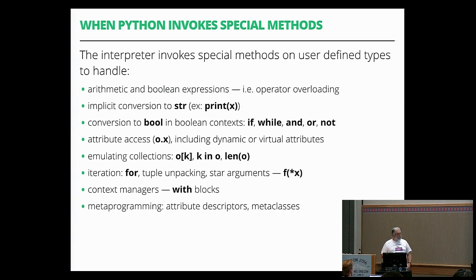Iteration, even in some cases like star arguments: when you call a function like f of star x, this iterates over x. With blocks, so context managers: to implement your own context manager, you need to implement special methods. And metaprogramming, like descriptors and metaclasses, which are advanced topics that we won't be able to address here.